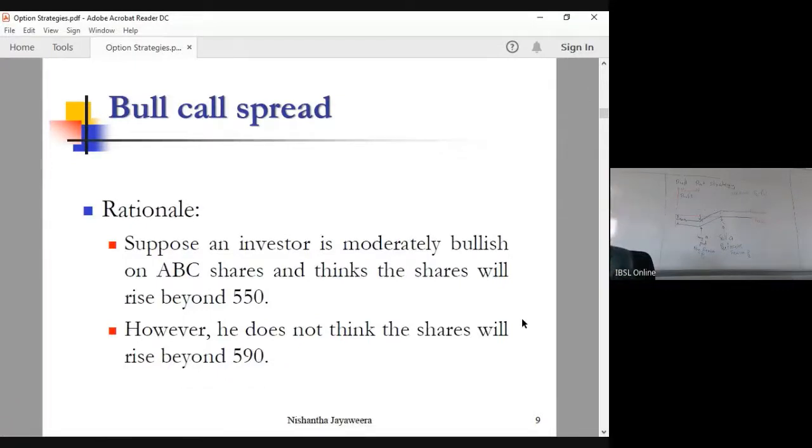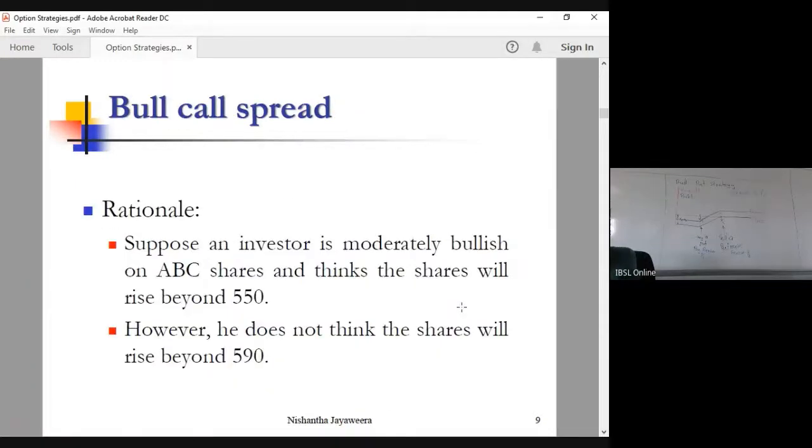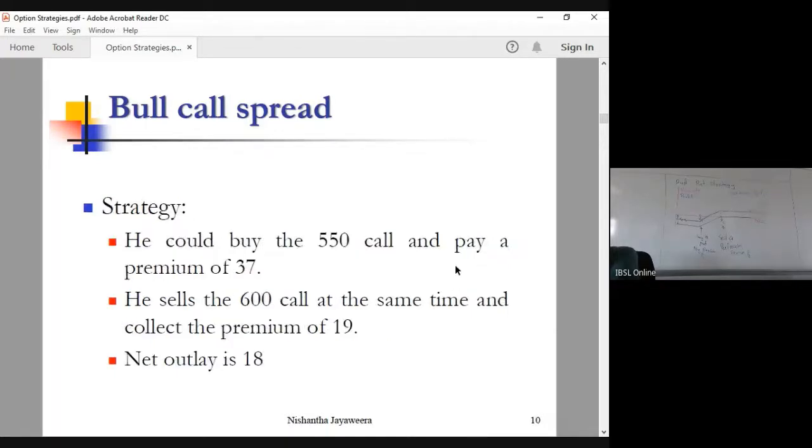So now assume the investor is moderately bullish on ABC shares. That means he thinks share prices will rise beyond 550. Price will go up beyond 550, but he thinks it won't go beyond 590. So the current price is 550. He thinks it can go further up, but not beyond 590. So how can he take advantage?